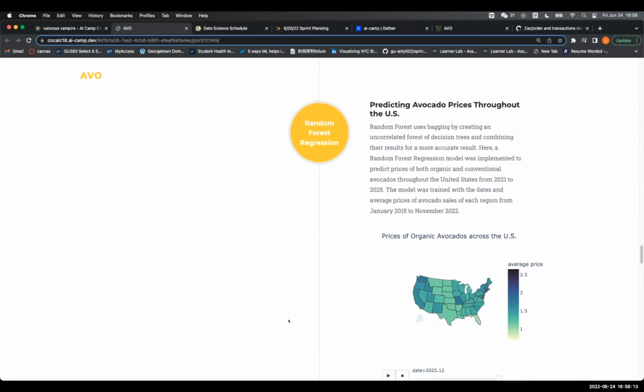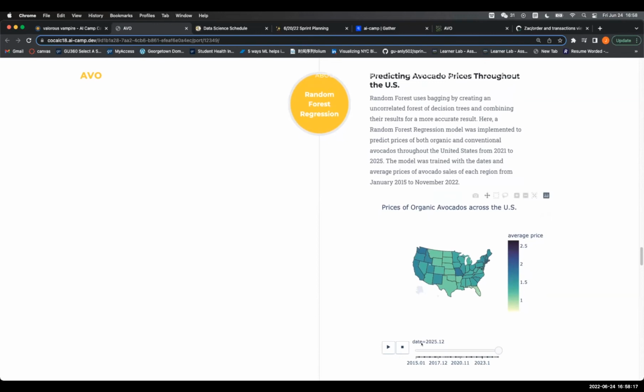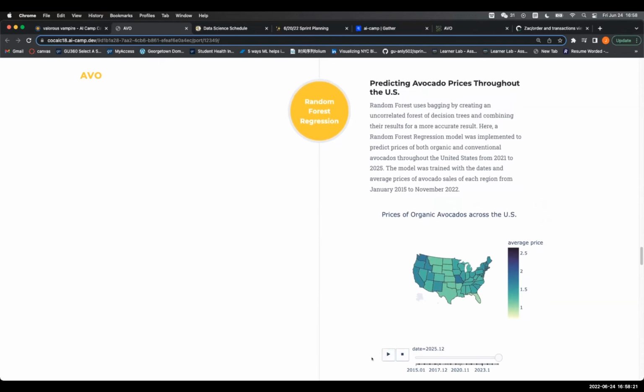Random forest uses bagging to create an uncorrelated forest of decision trees and combines the results for a more accurate result. Here, a random forest regression model was implemented to predict prices of both organic and conventional avocados throughout the United States from 2021 to 2025. The model was trained with dates and average prices of avocado sales from each region from January 2015 to November 2022.